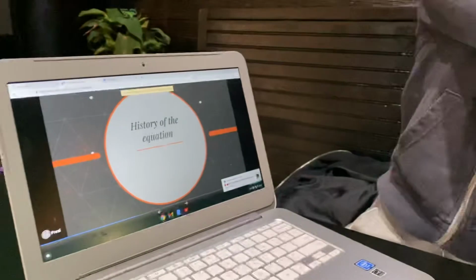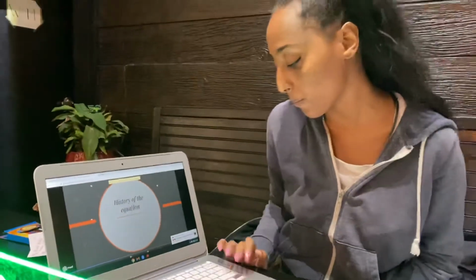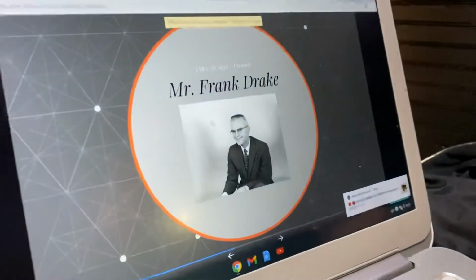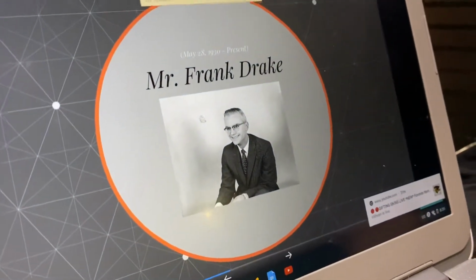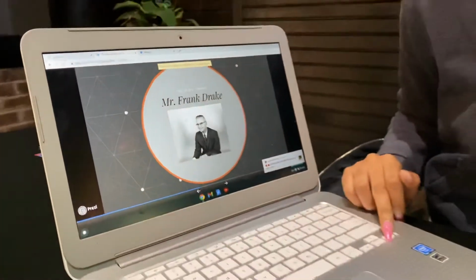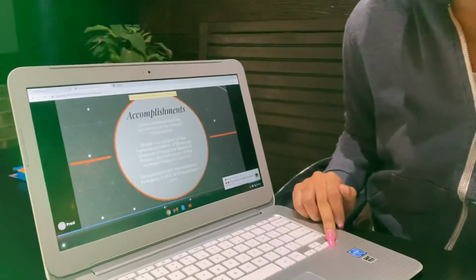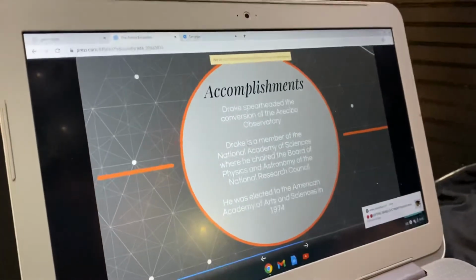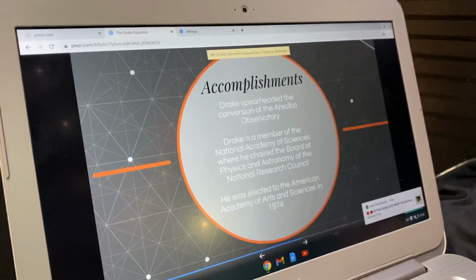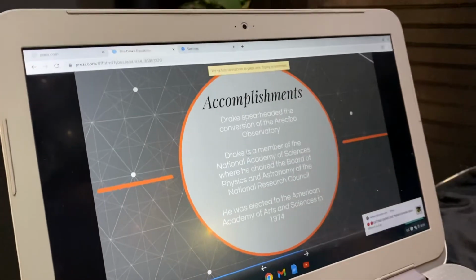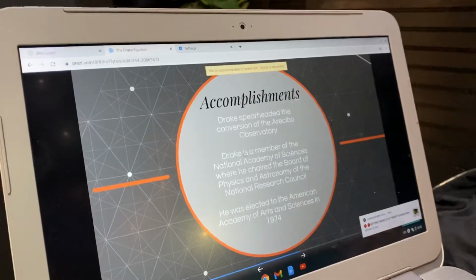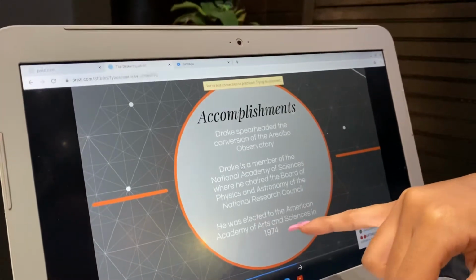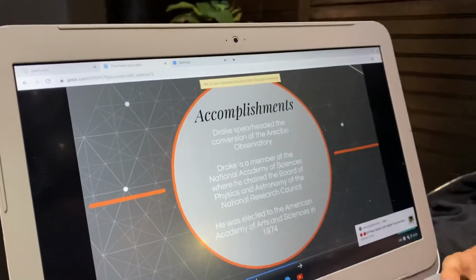Okay, so this is a little background on the history of the equation. This is Mr. Frank Drake. He was born in 1930, and he is an American astrophysicist and astronomer. He has greatly contributed to what we know about the universe. These are some of his accomplishments. Drake spearheaded the conversion of the Arecibo Observatory. He's a member of the National Academy of Sciences, and he was elected to the American Academy of Arts and Sciences in 1974.